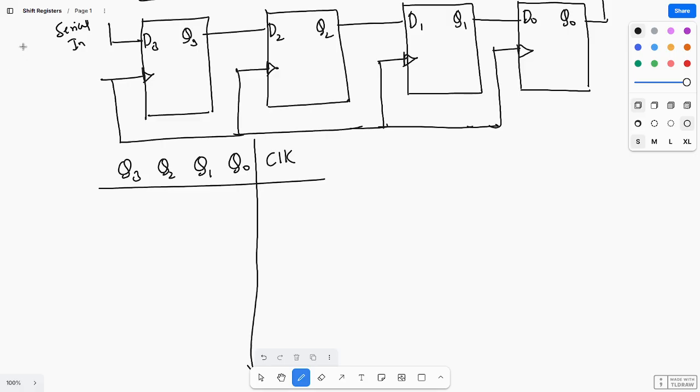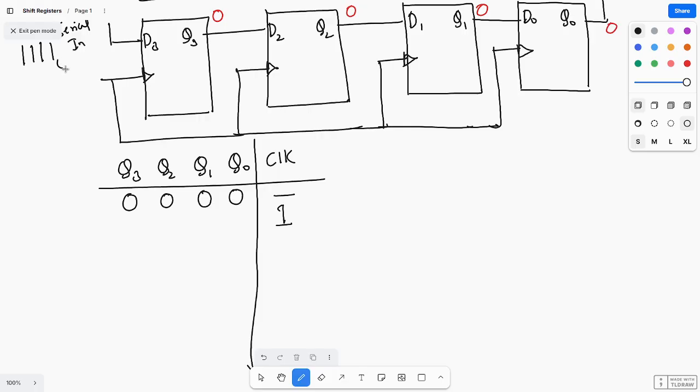Four ones I need to shift. First, initially, the outputs of all the flip flops are zero. All the flip flops are zero only. So when you are not applying any clock, the output of all flip flops is zero. If you are applying the first clock pulse, what happens?